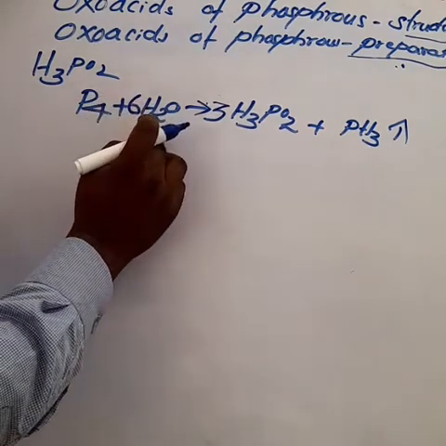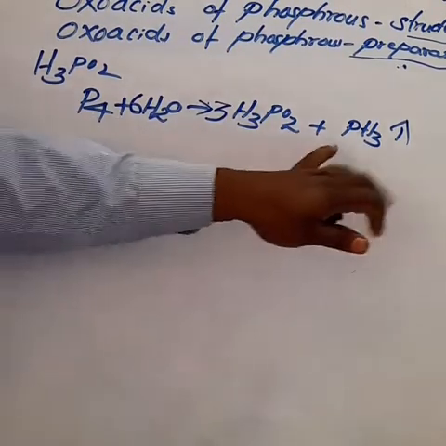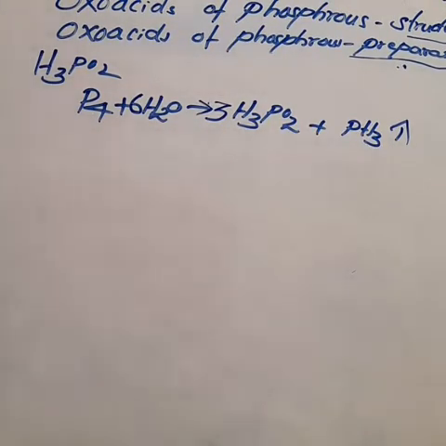3 3 7 9. 9 plus 3 is 12. 6 into 2 is equal to 12. Now the equation is balanced. What about the next one?